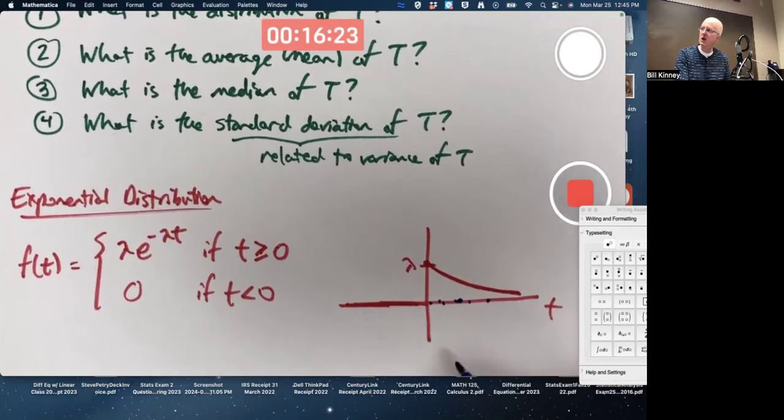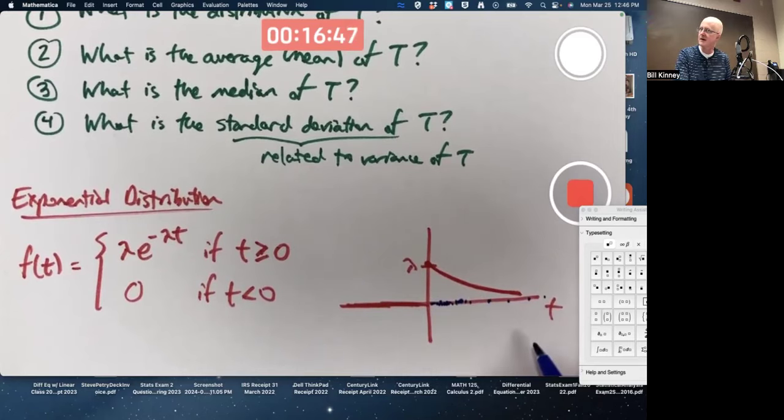Where the probability density function is larger, the data will be more dense. In fact, the density over small intervals will be proportional to the height of the graph. Where the graph is lower, the data will be less dense. Every once in a while, you'll get a high outlier, but mostly the data cluster close to 0 here. Lower values of t, though that does depend on the value of lambda itself as well. How big, what it means to be close to 0 in that case.